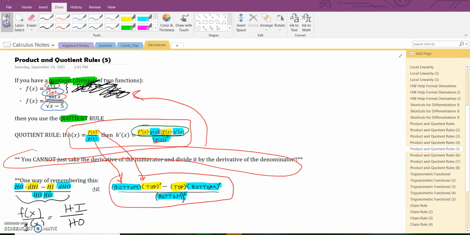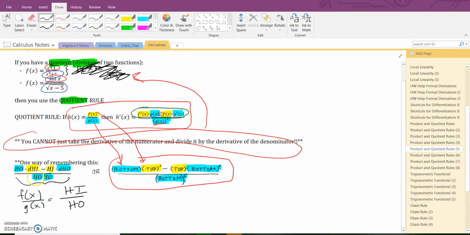So right here, this rule is ho-de high minus high-de ho all over ho-ho. Main difference to remember here is you always start with the denominator times the derivative of the top. So every time I do quotient rule, I'm always thinking in my head, ho-de high minus high-de ho all over ho-ho. If you don't like that way, then just memorize the rule.